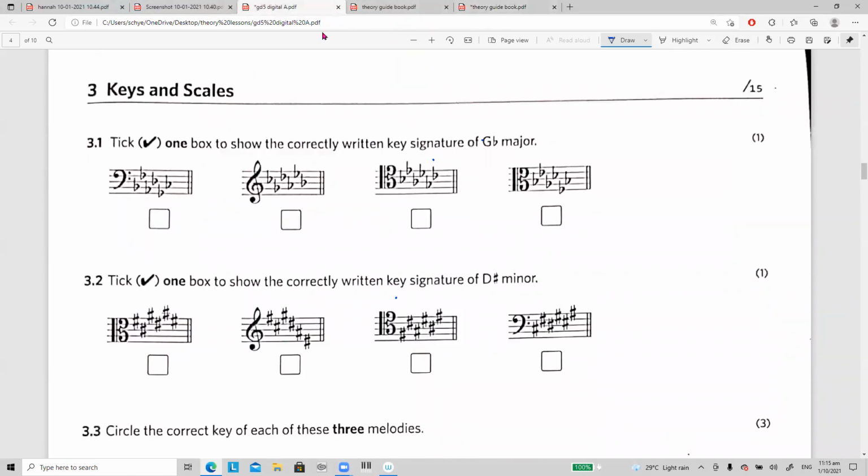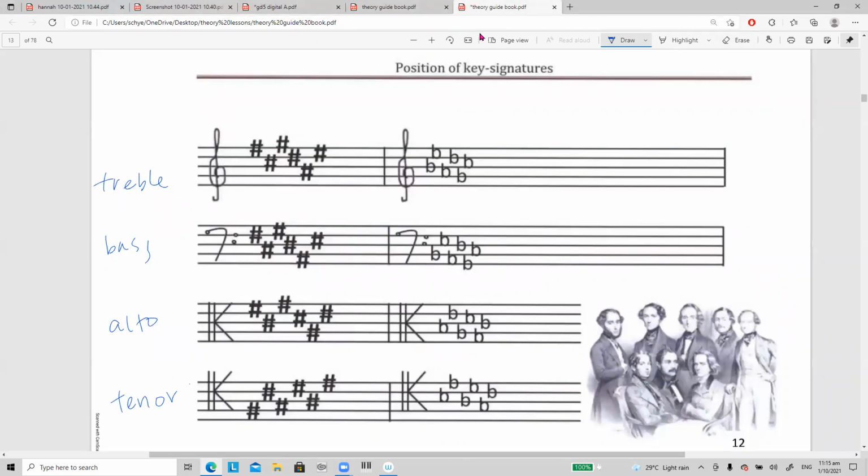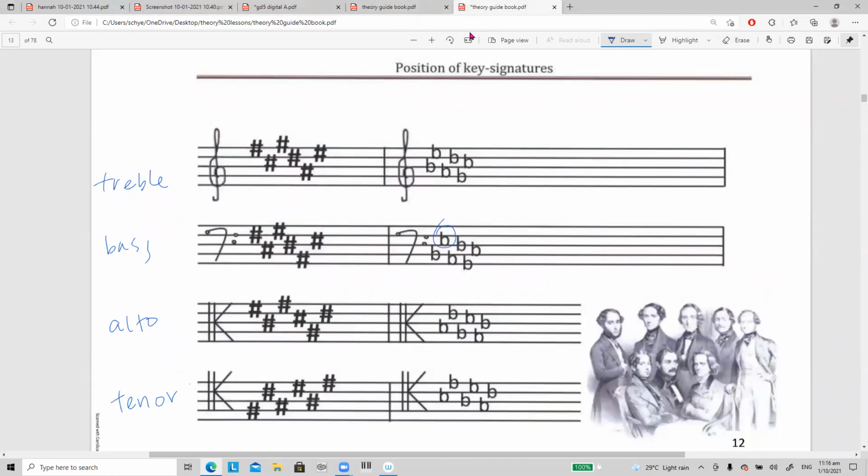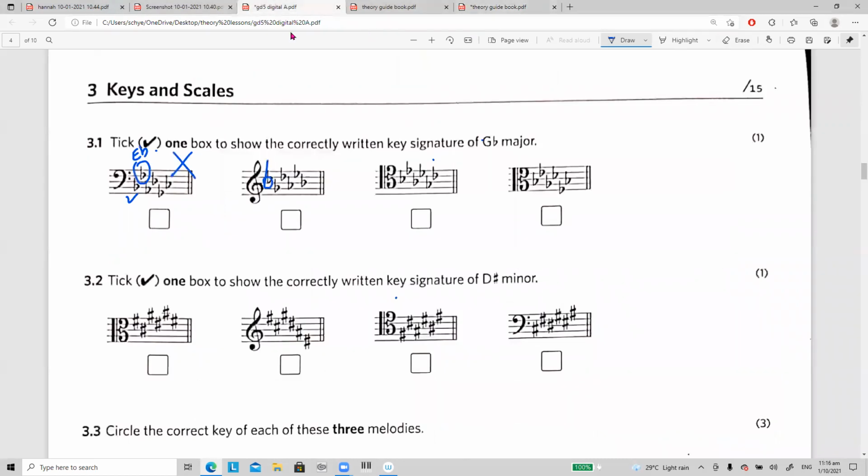If you look at this, this is a B flat. This is correct, but the second flat should be E flat, and they placed this note wrongly. In bass clef, the E flat should be here, so this one is out. Cross out. And for treble clef, the first flat should be at a B. It should be here, so the second one is also out. The third one is B flat, E flat, A, D, G, C.